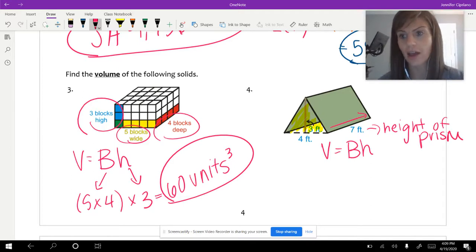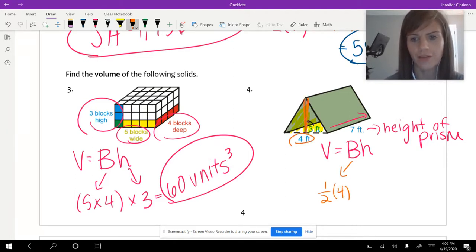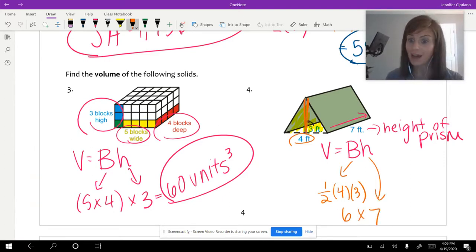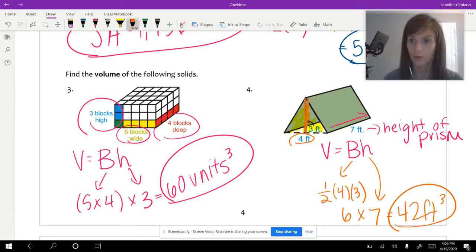To find the area of that triangular base, remember that the area of a triangle is 1/2 base times height. Don't get that height confused with the height of the prism. So the area of this triangle is 1/2, its base is 4, and the height of this triangle is 3. So the area of that triangle is 6. Then we're going to multiply that by the 7, which is the height of the whole prism, the distance from one triangle base to the other. And so this would be 42 feet cubed for our volume there.